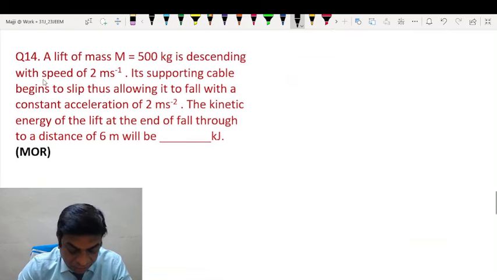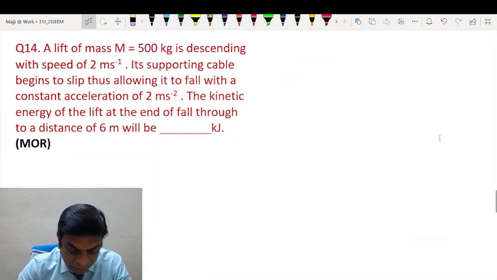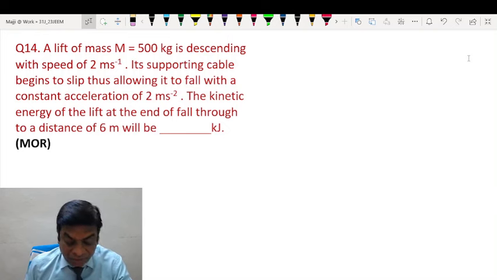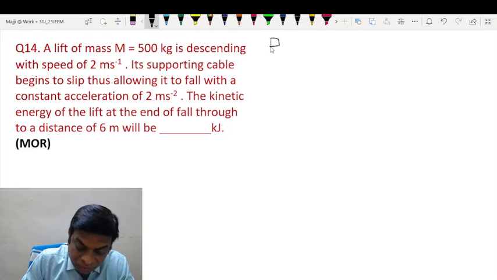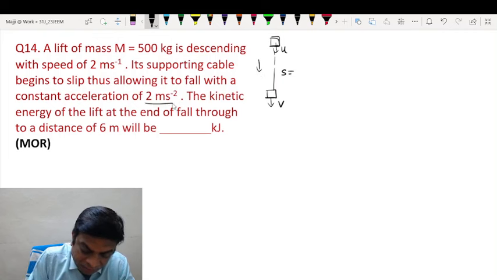Then the next question: a lift of mass 500 kg is descending with a speed of 2 meters per second. Its supporting cable begins to slip, thus allowing it to fall with a constant acceleration of 2 meters per second square. Find the kinetic energy of the lift at the end. So suppose this is the lift, students. It is already moving with a speed u, and during its downward journey, it picks up additional speed because it has an acceleration of 2 meters per second square.